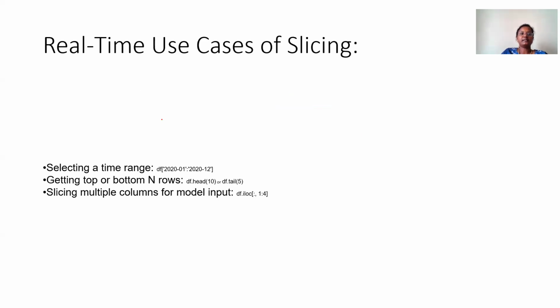Where we use slicing: when you want to select a time range between this year and that year, and if you want the top or bottom n rows, you can give head of 10, tail of 5 like that. You can also slice multiple columns for model output.